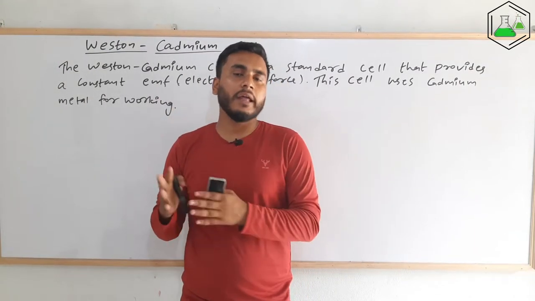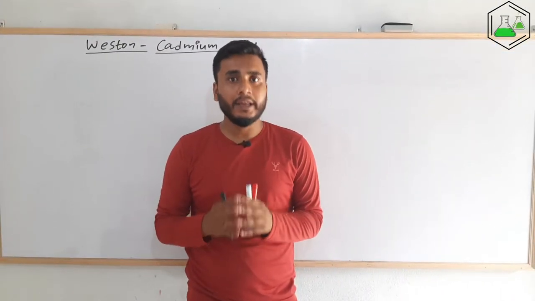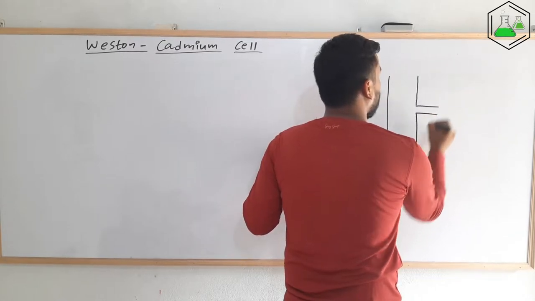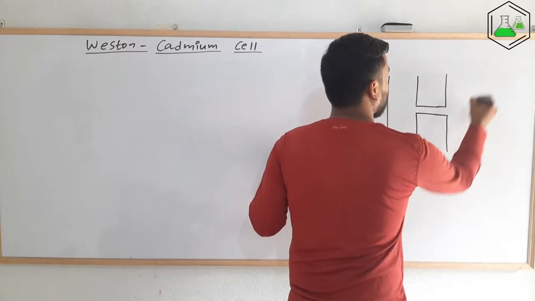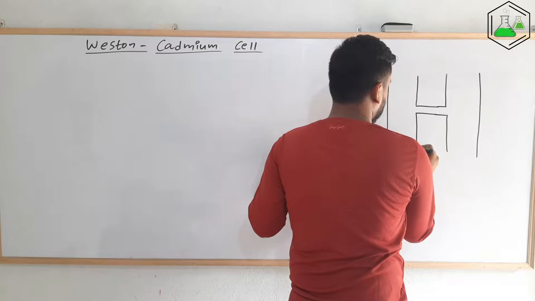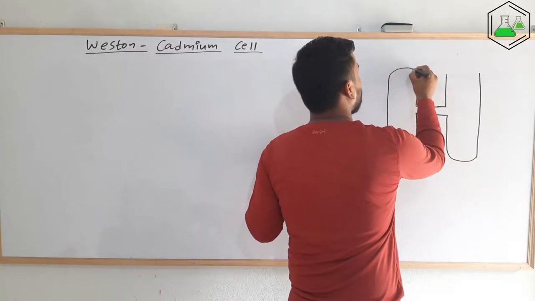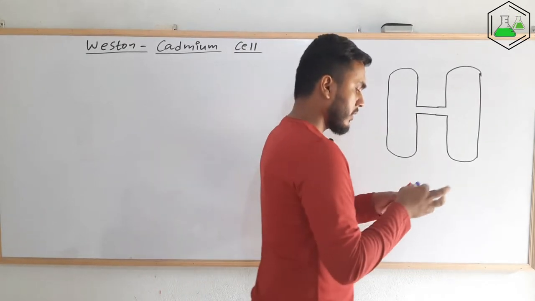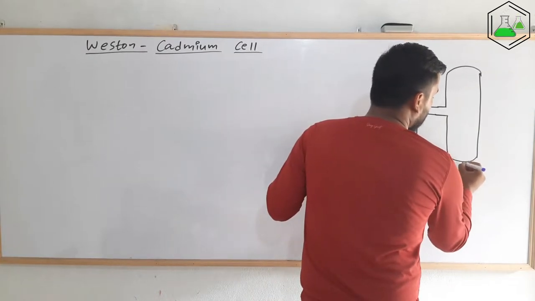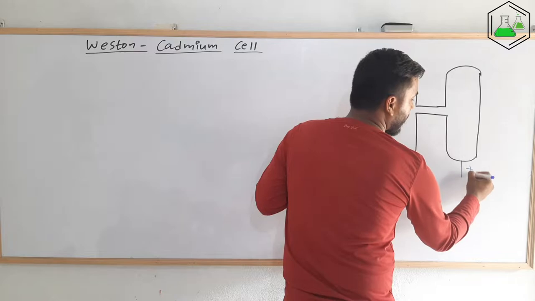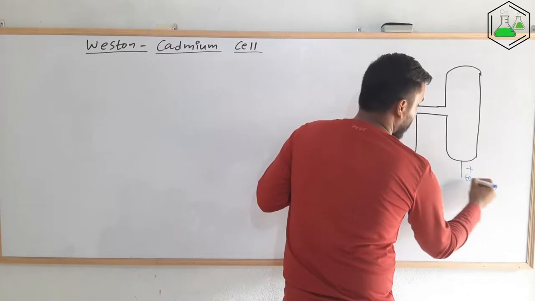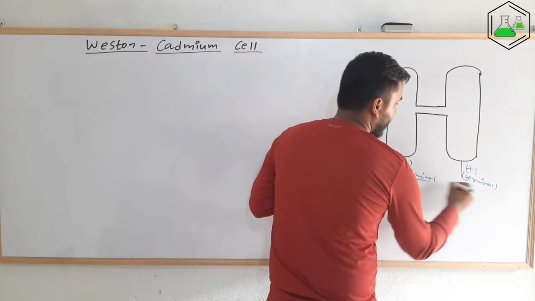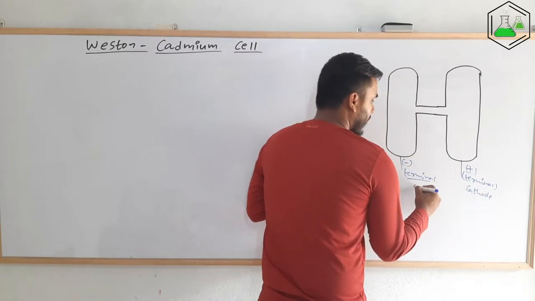Now let's see the construction and working of this cell. The cadmium cell is constructed in H-shaped glass tube. It looks like this. This looks like H, and it is made up of glass. Now some materials or compounds are filled in it. This is the right, this is left. This is positive terminal and this is the negative terminal. Positive terminal means this is cathode and this is the anode.